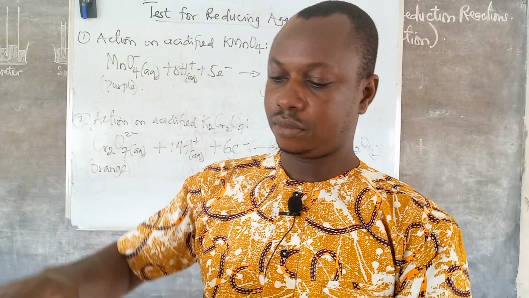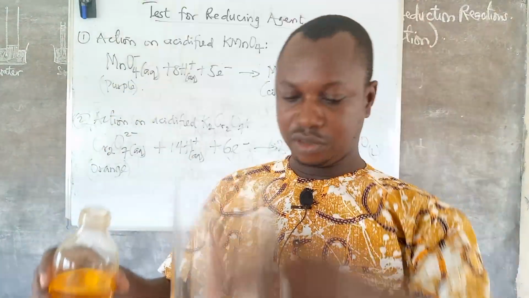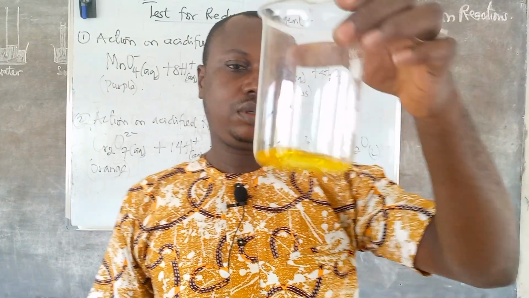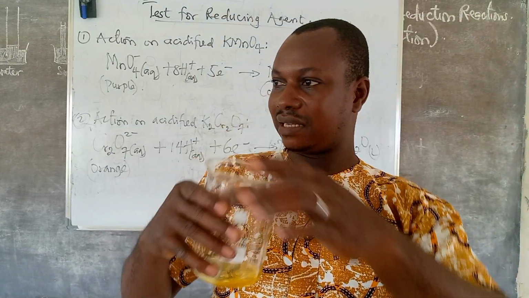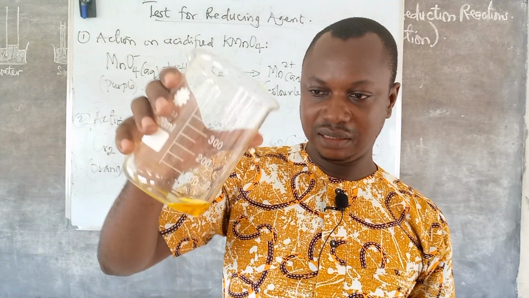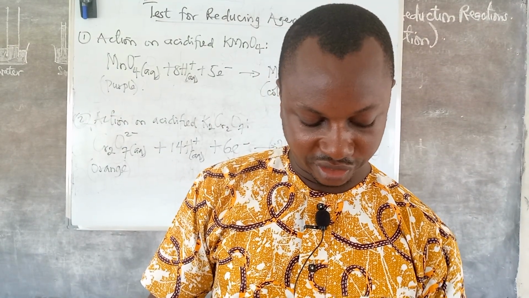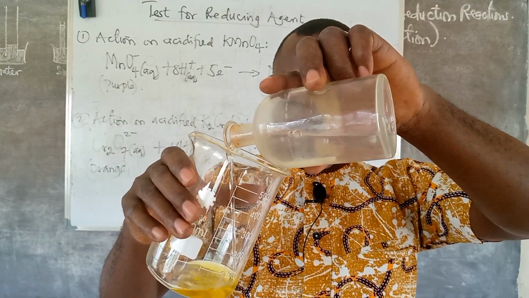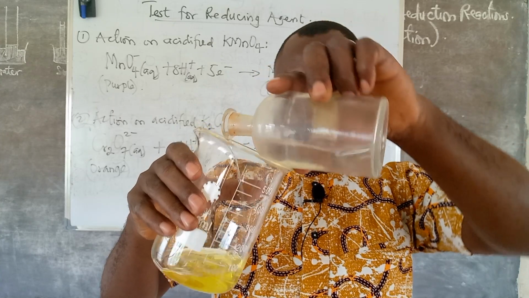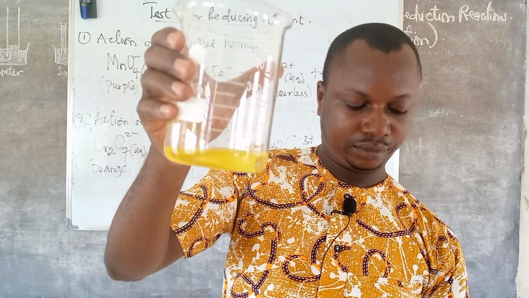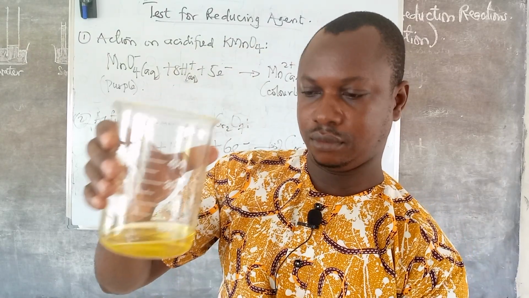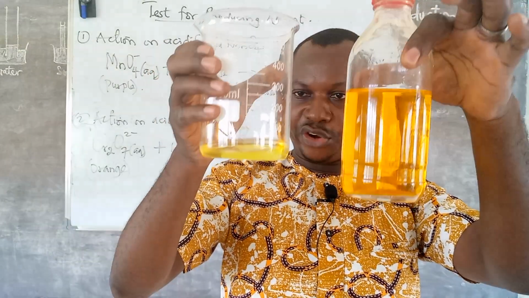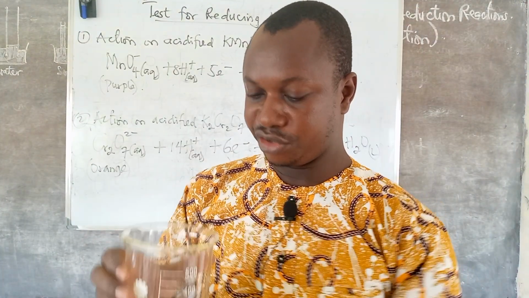Let me see. As you can see, it's orange in color. Let's add it. If it changes to green, we know that there is presence of a reducing agent. Check the original color, orange. And now check the color, now it has changed to green. So there is presence of a reducing agent.